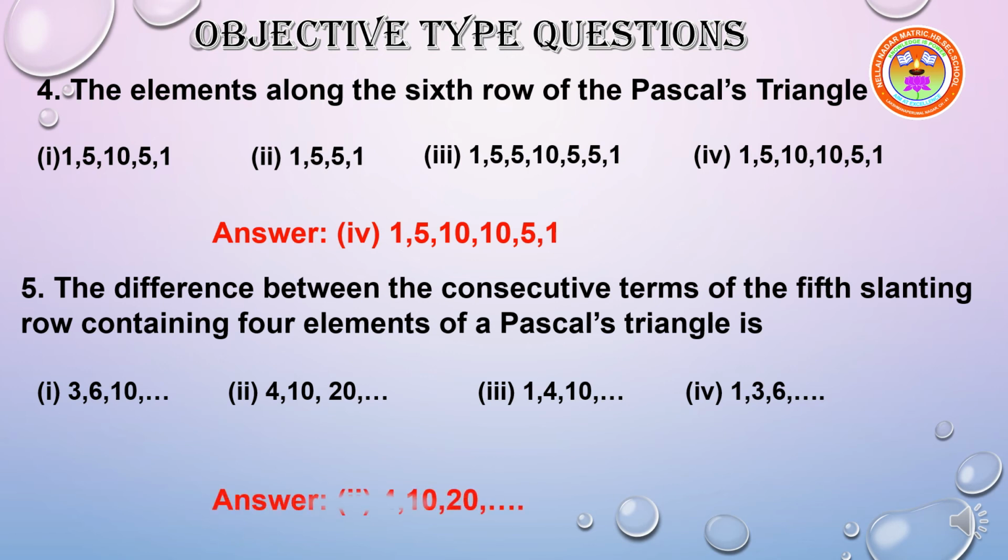The answer is option 2, 4, 10, 20, which is the difference between the consecutive terms of the fifth slanting row containing 4 elements of the Pascal's triangle.